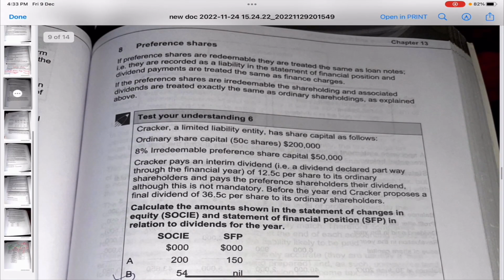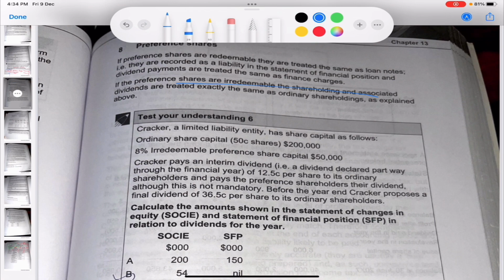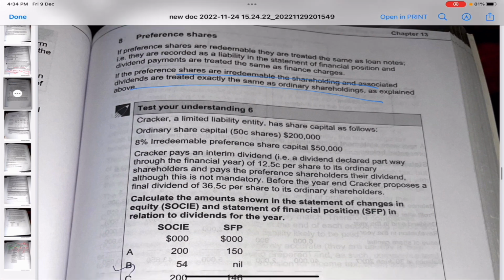Okay. Now, if preference shares are redeemable, they are treated the same as loan notes. We discussed this in the previous video as well, that whenever you can redeem preference shares, they are similar to loans. So dividend payments are also treated the same as finance charges. If the preference shares are irredeemable, then they will be treated like equity.